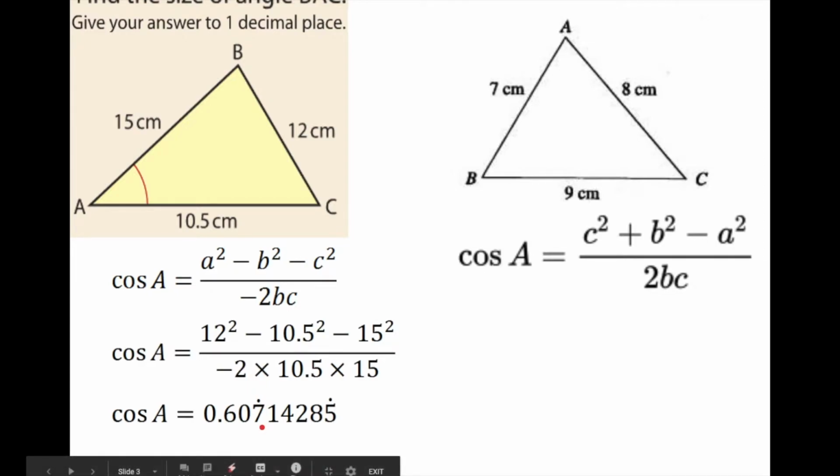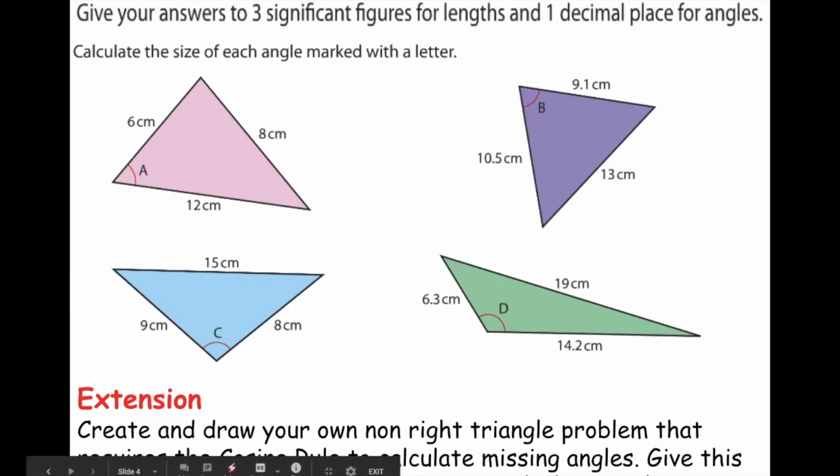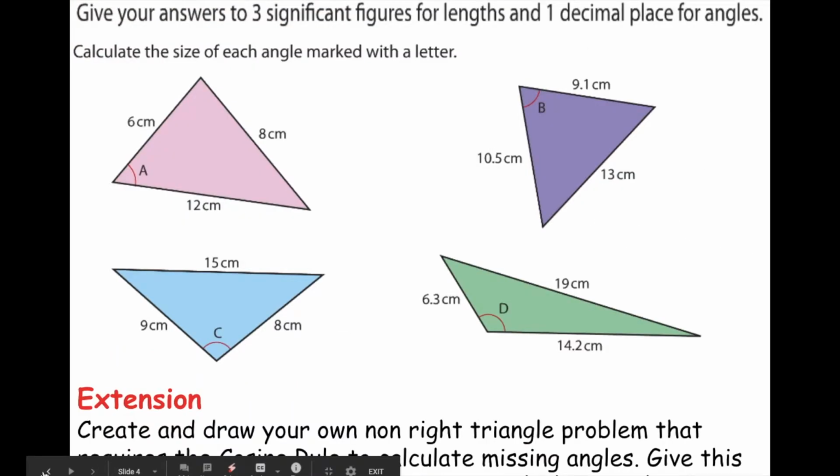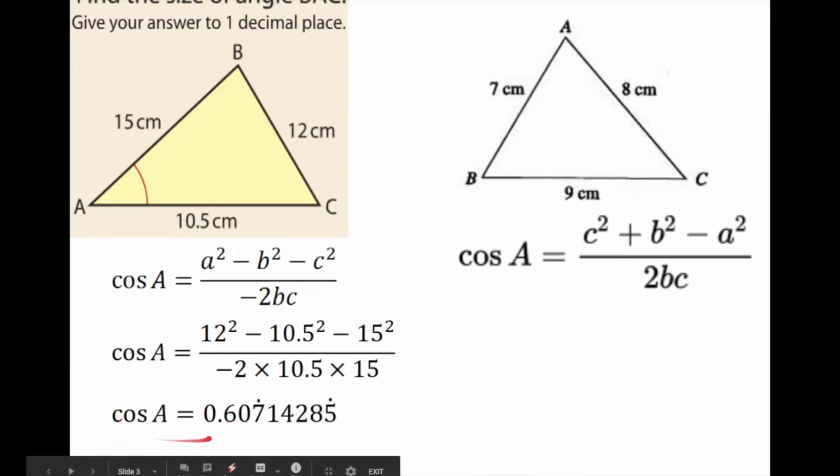Pause the video and have a think. Excellent. We need to find the inverse of cos. So the inverse of cos in this instance, making sure your calculator is in degree mode, not radian mode, is going to be A equals cos to the power of -1 of 0.6714, etc., which is going to be 52.6.